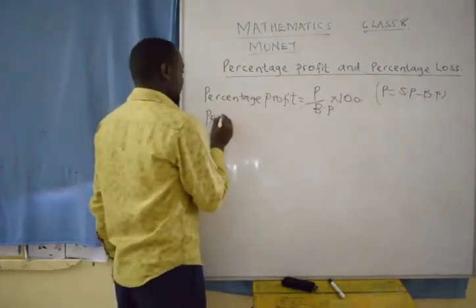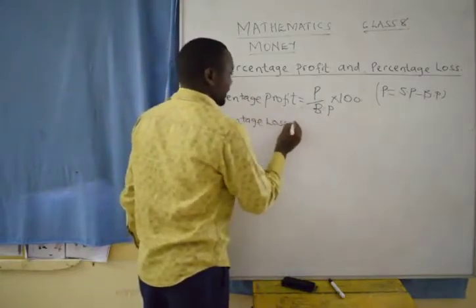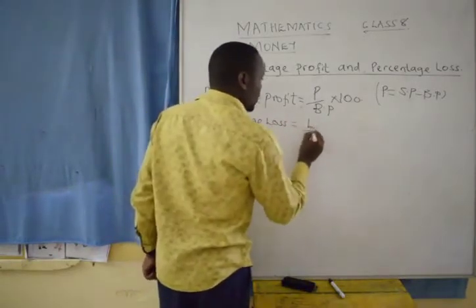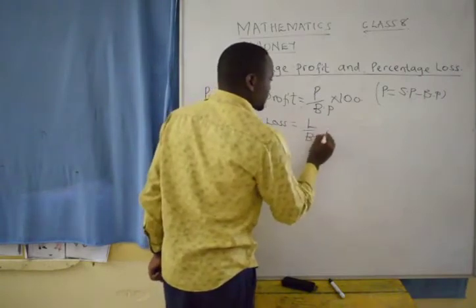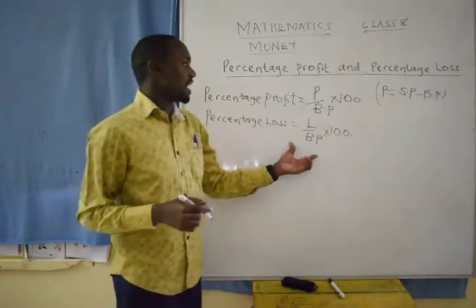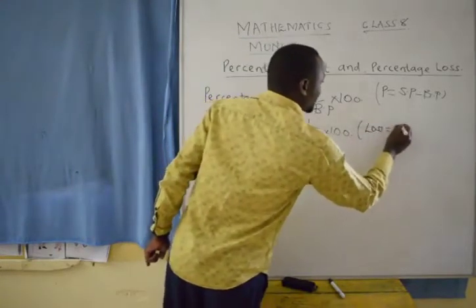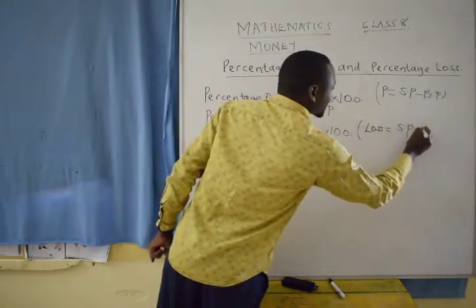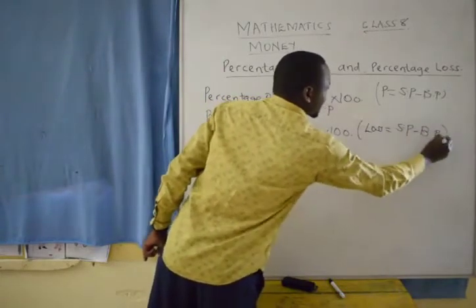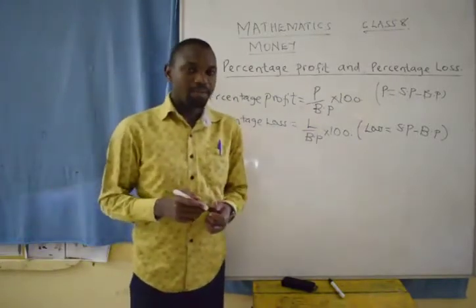Percentage loss is given by the loss over the buying price times 100, whereby the loss is given by the buying price minus the selling price.